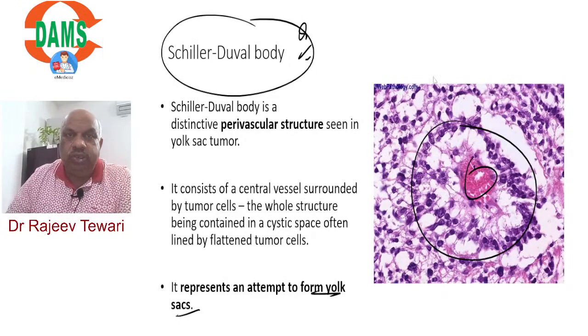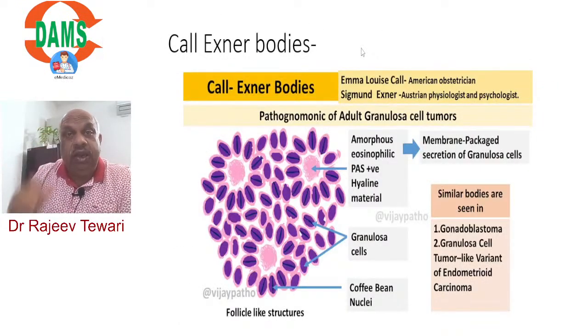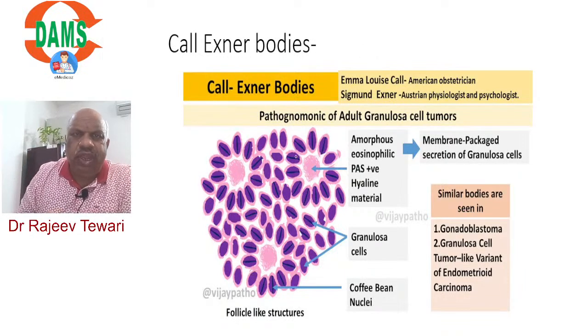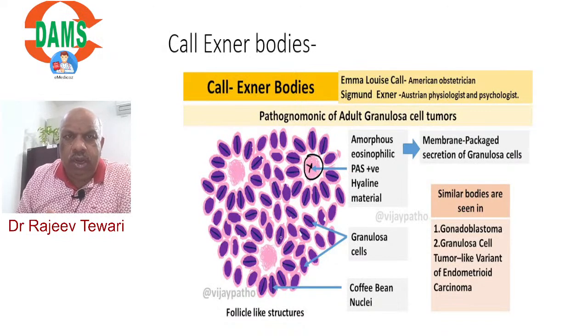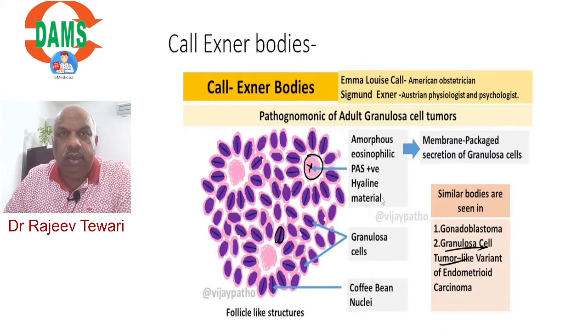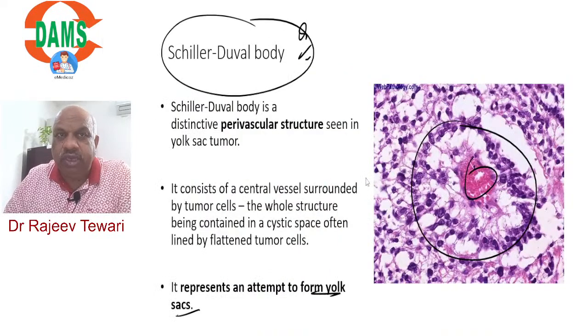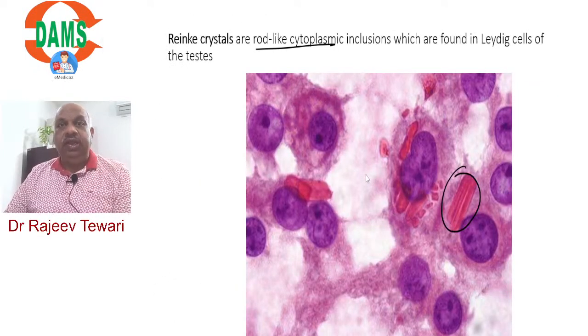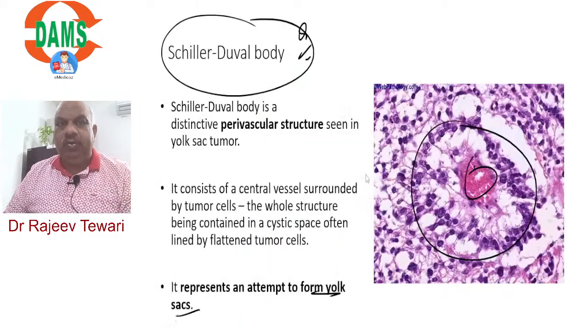Schiller-Duval body in yolk sac and Call-Exner body in granulosa cell tumor. In the center, PAS positive hyaline, all around nuclei, coffee bean shaped in the cell. This is granulosa cell tumor. So these 3 inclusion bodies: Call-Exner body in granulosa cell tumor, Schiller-Duval in yolk sac tumor, and Reinke crystal in Leydig cell tumor. This they do ask very frequently.